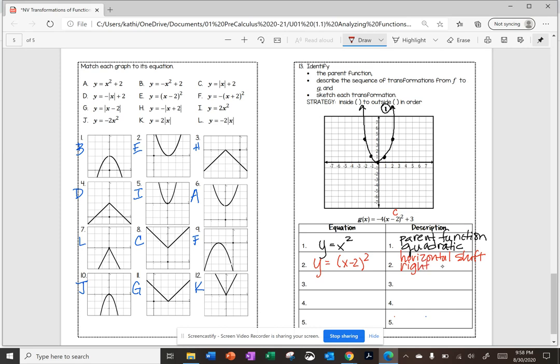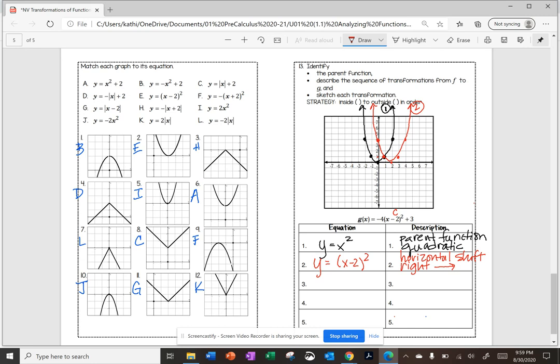When I'm describing, I want to be as specific as possible. So I'm going to take each point and move each point right 2, and draw in my new graph. I'm labeling each graph so it's really clear which transformation is on which one.